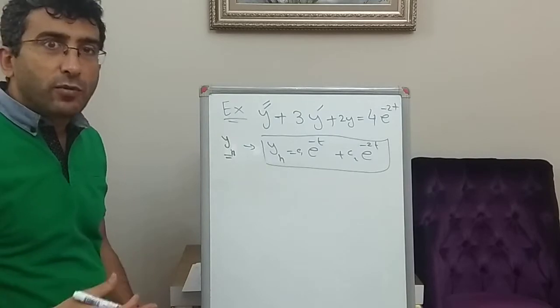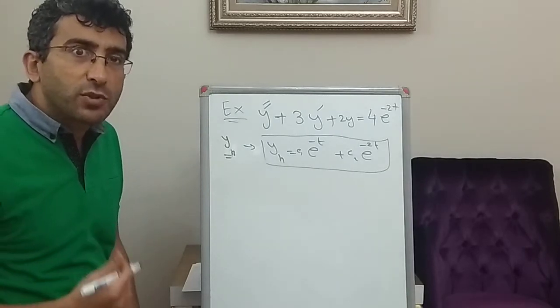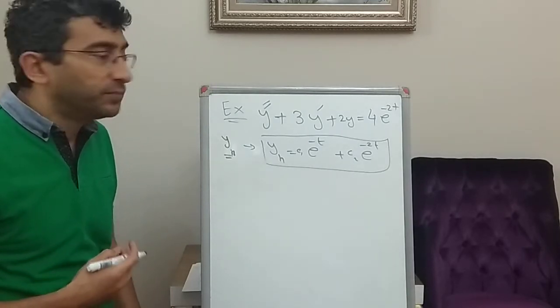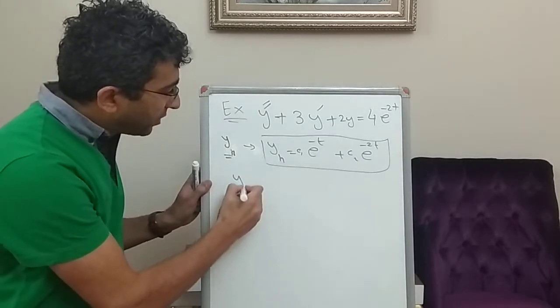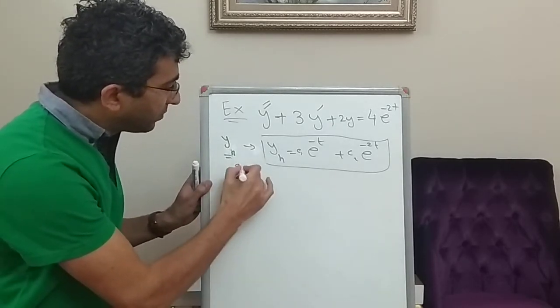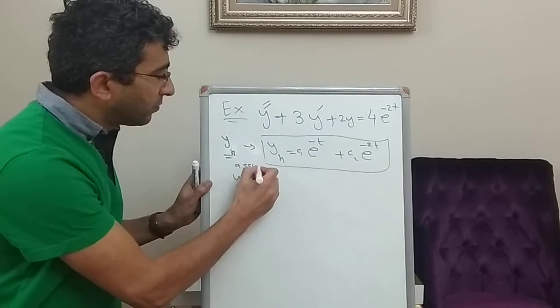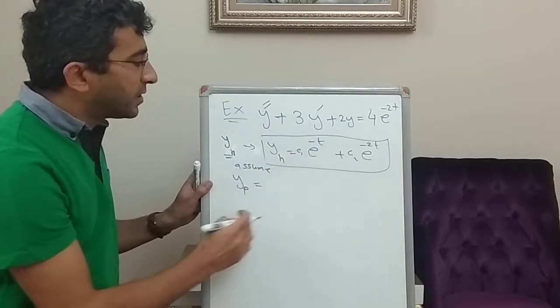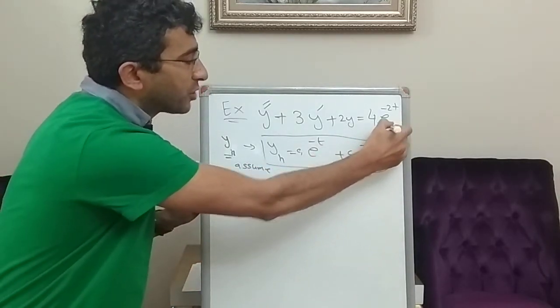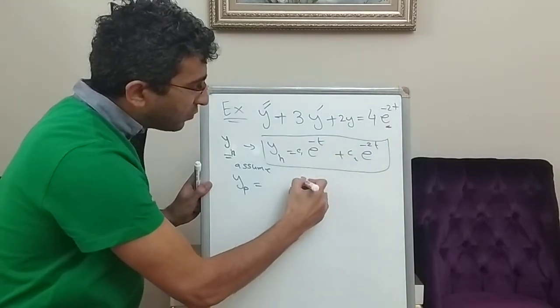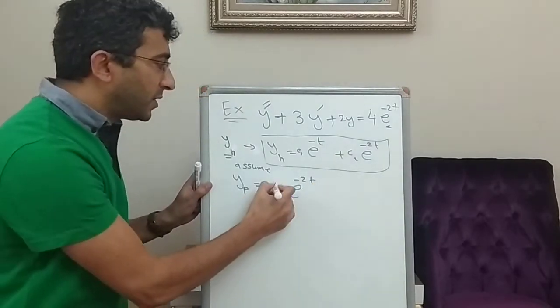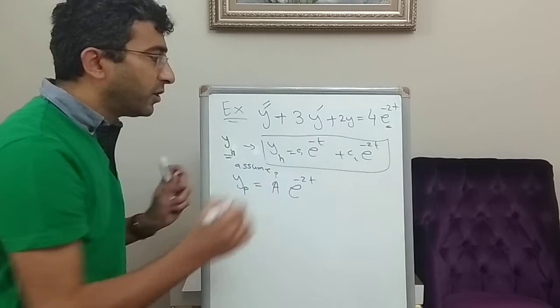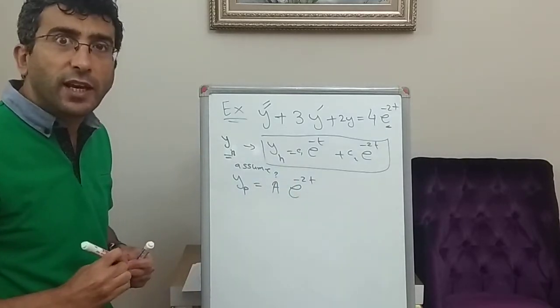Now I will use undetermined coefficients to solve for that particular solution. Okay, so y particular, I will assume y particular has the same characteristic as the applied function before, e to the minus 2t, times a. This is the unknown amplitude, or unknown coefficient.